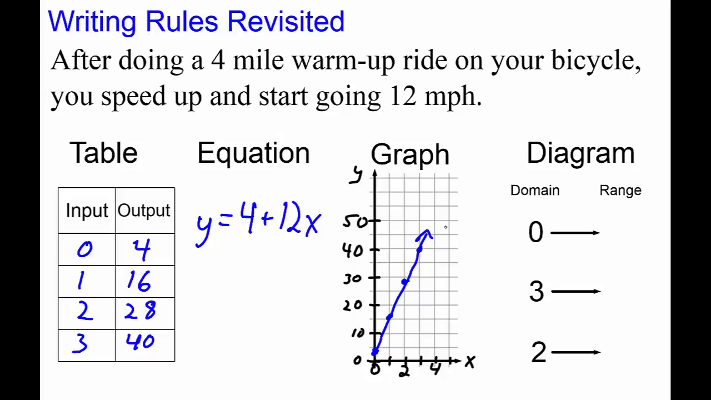We can even make a diagram. When we start our main bike ride, we've already gone 4 miles. After 3 hours, we've gone 40 miles. And after 2 hours, we've gone 28 miles. This rule is called a function because none of the inputs have more than one output. In this lesson, you will learn a method for determining whether a rule is a function based on its graph.